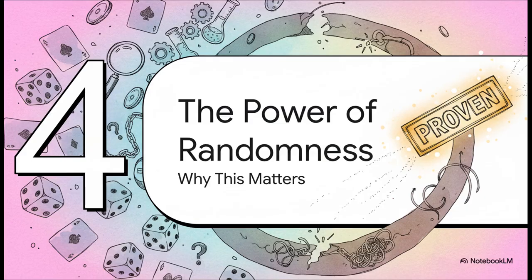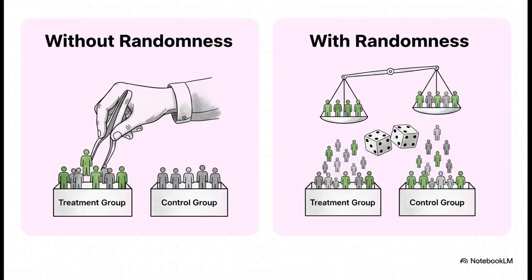Okay, so we get what an RCT is, but let's dig a little deeper. Why is that one simple act, randomization, so incredibly powerful? Why is this the method that allows scientists to actually say something is proven? Well, here's the absolute heart of it. Without randomness, bias can just sneak right in. I mean, you could accidentally, without even realizing it, put slightly healthier people in the treatment group, and that would totally mess up your results.